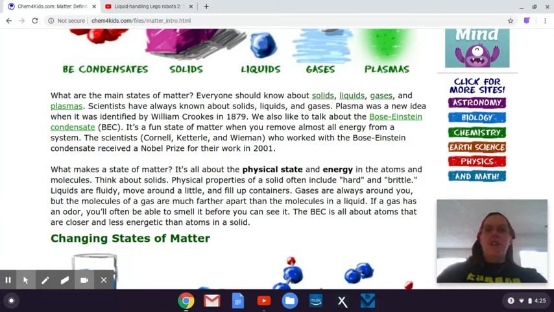All right, everyone should know about solids, liquids, gases, and plasmas. Scientists have always known about liquids, solids, and gases. Plasma was a new idea when it was identified by William Crookes in 1879. We would also like to talk about the Bose-Einstein Condensate, the BEC. It's a fun state of matter in which you remove almost all energy from the system. The scientists Cornell, Ketterle, and Wieman, who worked with the Bose-Einstein Condensate, received the Nobel Prize for their work in 2001.